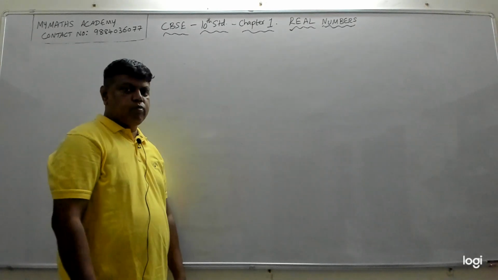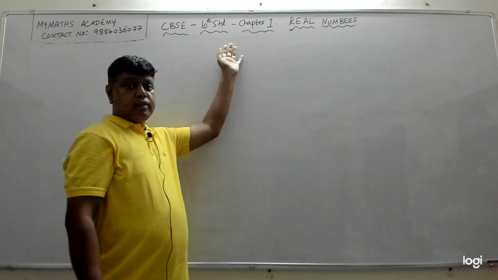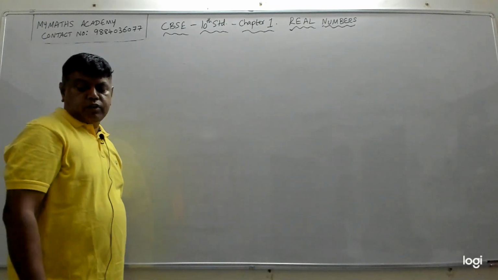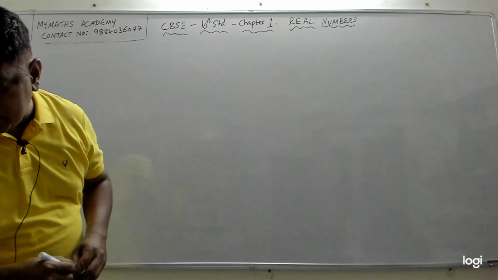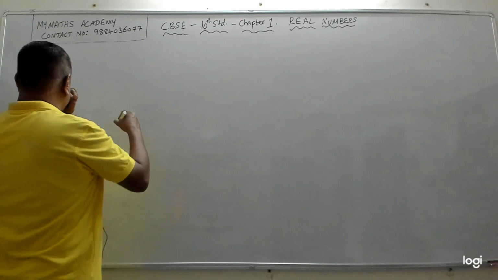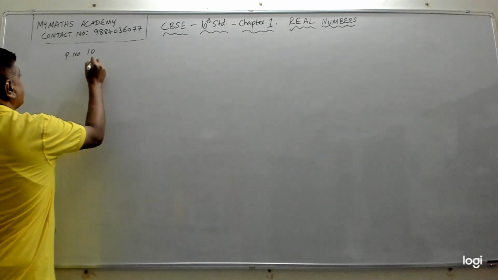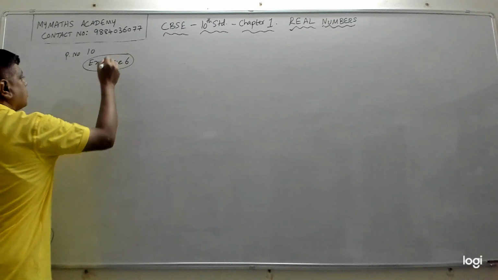In this video, we'll continue with CBSE 10th Standard Mathematics Chapter 1 Real Numbers. We will continue with example 6 on page number 10. Example 6 in your textbook.